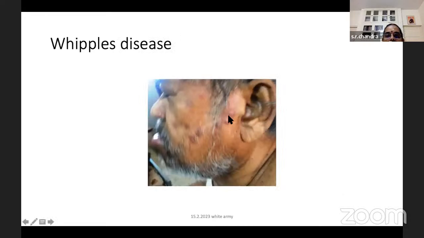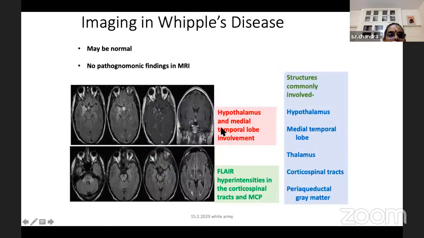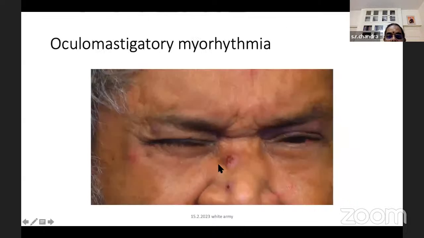And these are the nodular lesions which are seen in Whipple's disease. So these are the nodular lesions. And MRI is not very characteristic or diagnostic, but in our patient, there was hypothalamus and medial temporal involvement, FLAIR hyperintensities in the middle cerebellar peduncle. So all those things were there. Here you can see it in the middle cerebellar peduncle, but these are not very specific for Whipple's disease, but that is what we saw in this patient.